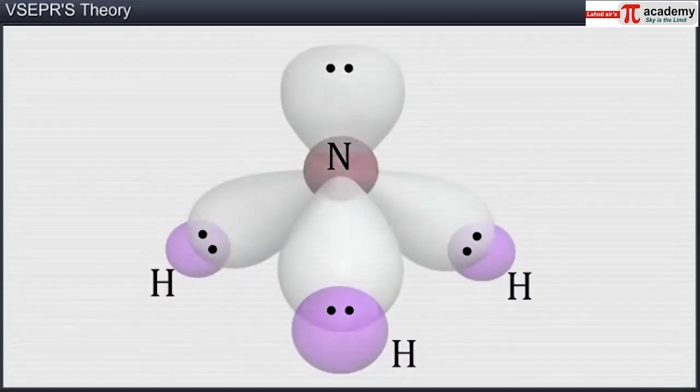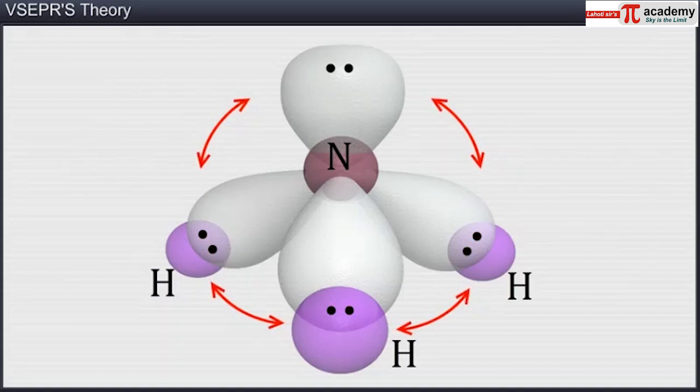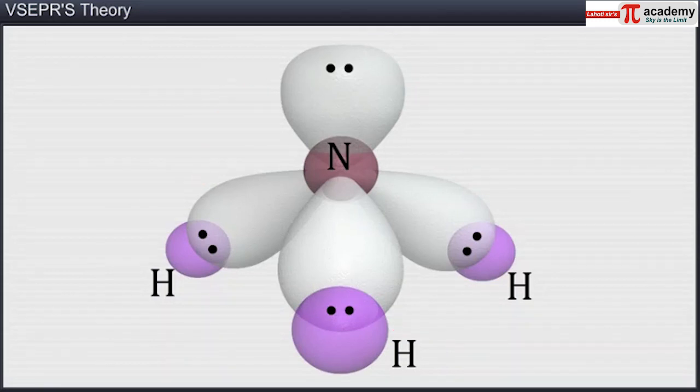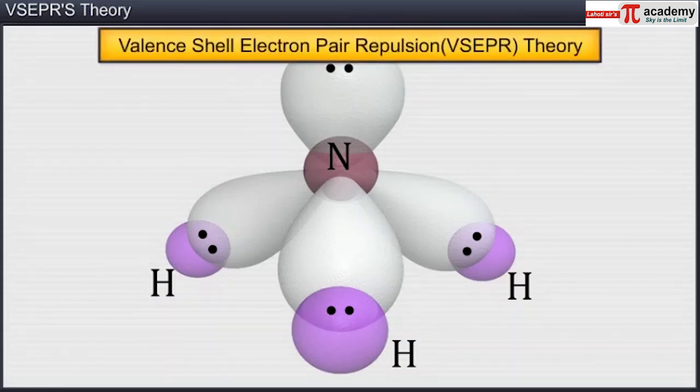molecule. The shape of the molecule is based on the number, type, or extent of repulsions between electron pairs present in the valence shell around the central atom respectively. This theory is named as valence shell electron pair repulsion theory, or the VSEPR theory. It was further developed and redefined by Gillespie and Nyholm in 1957.